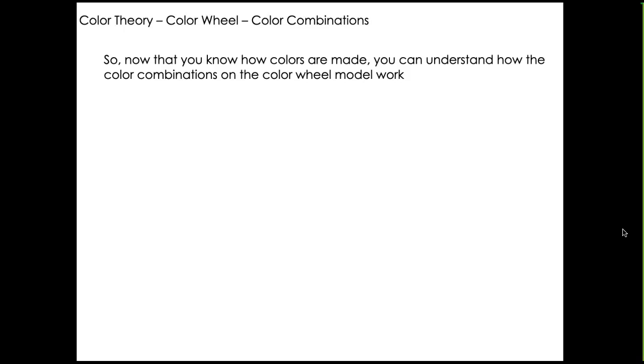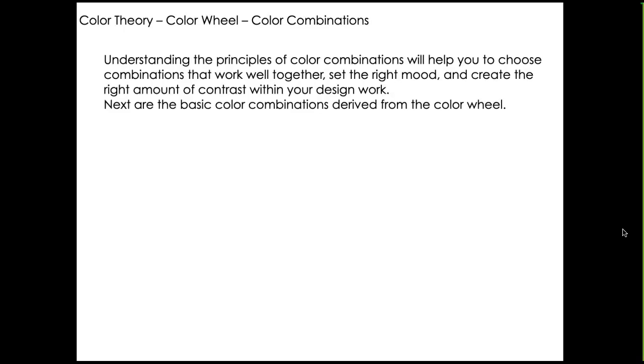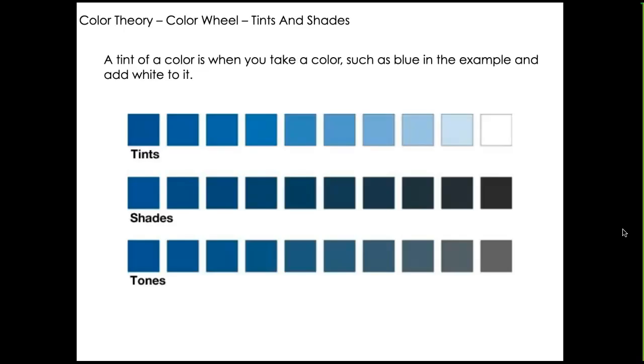So now that you know how colors are made, you can understand how color combinations on the color wheel model might work. Understanding the principles of color combinations will help you to choose combinations that work well together and set the right mood and create the right amount of contrast within your work. So the next thing we're going to talk about are basic color combinations that are derived from the color wheel.